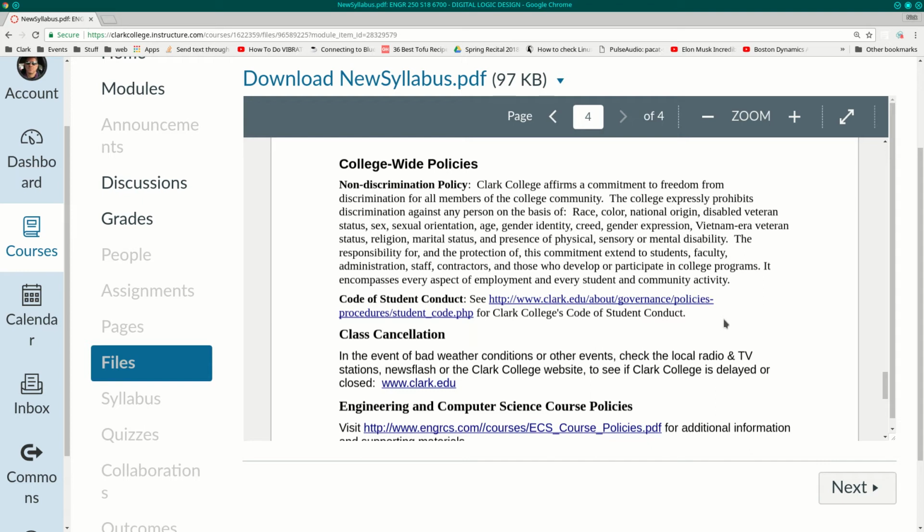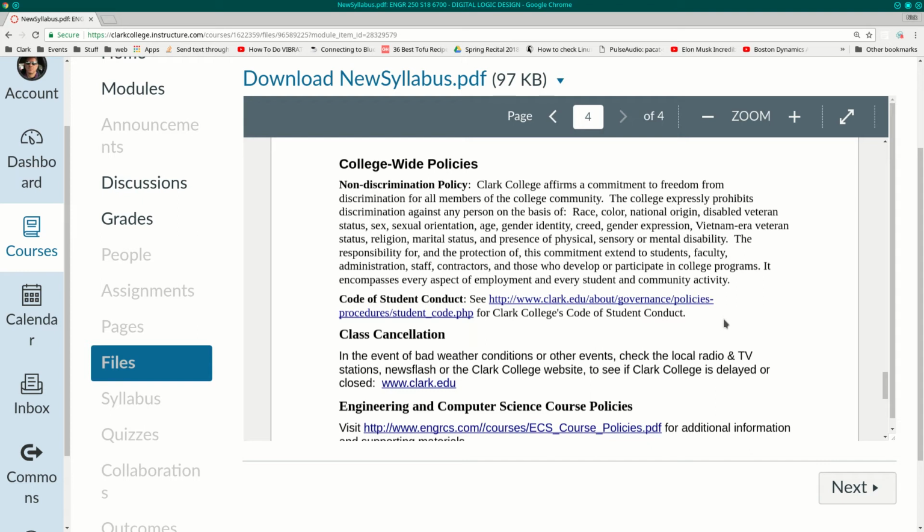The responsibility for and the protection of this commitment extends to everybody. Students, faculty, administration, staff, contractors, those who develop or participate in college programs. It encompasses every aspect of employment and every student and community activity. Pretty straightforward, right? I've been teaching at Clark about 8 years. I've only had one case where this ever came up in a classroom, and it was very easy to deal with.